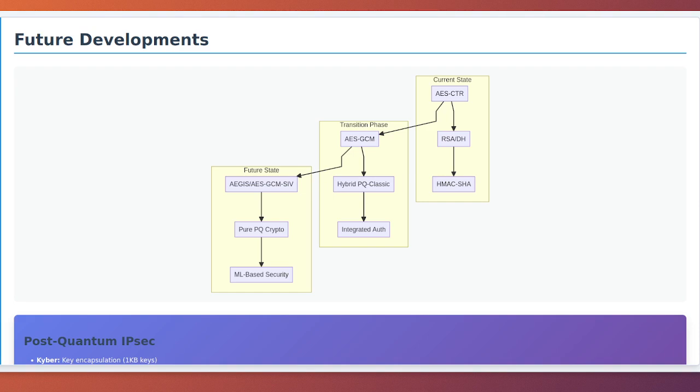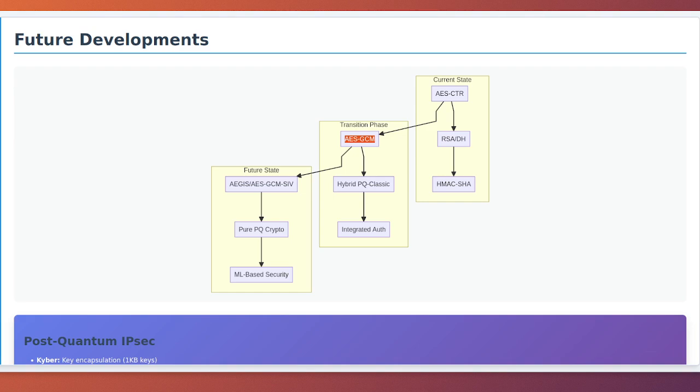The challenge is that post-quantum algorithms have much larger key sizes. Kyber public keys, for example, are over 1 KB compared to 256 bits for traditional ECC, requiring protocol modifications to handle larger payloads. Authenticated encryption with associated data modes are becoming the preferred choice over separate encryption and authentication.